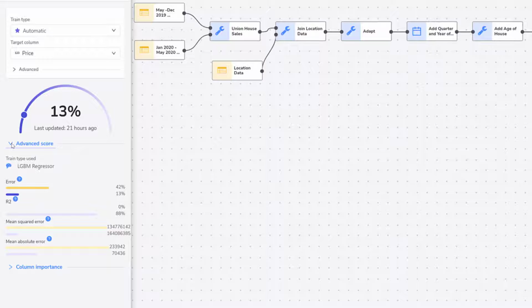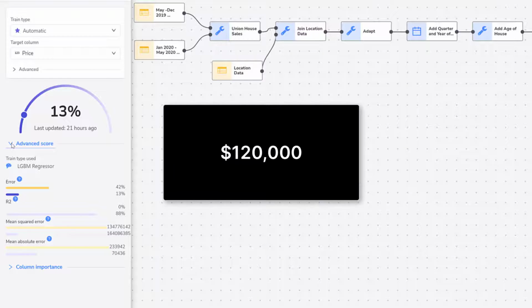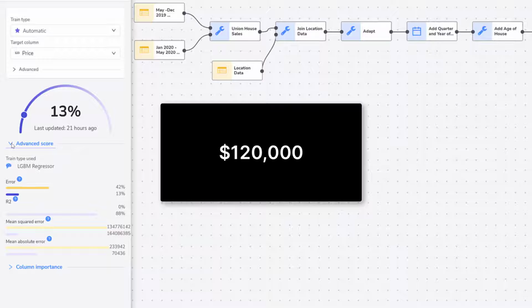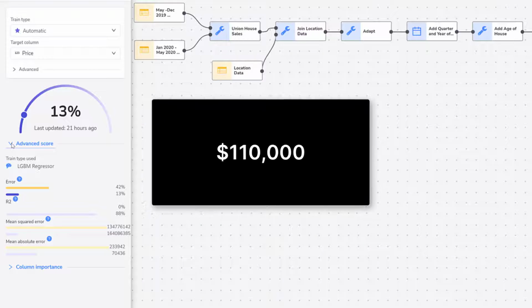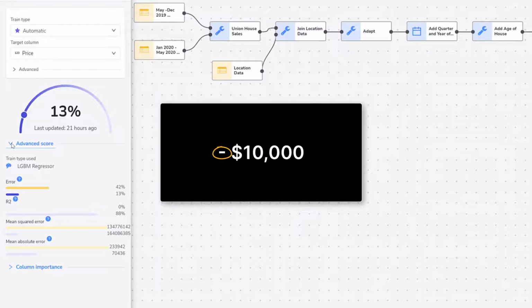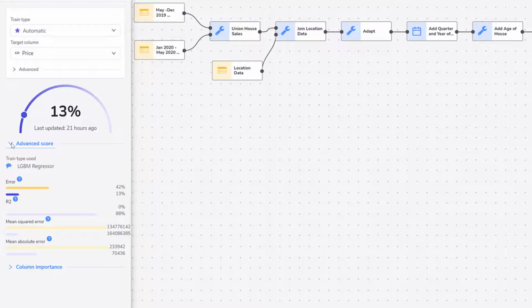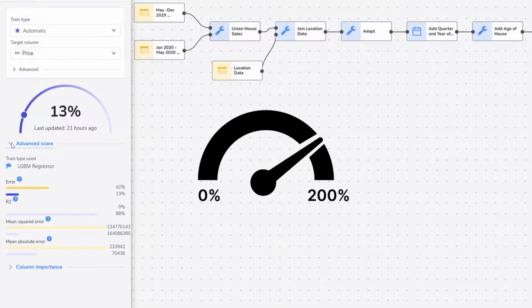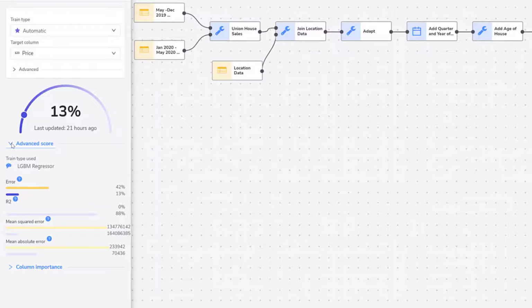Regression models will receive an error score, which indicates your model's measure of error. The error is how far off you were in your prediction. For example, if the true price of a house was $120,000 and your model predicted it would sell for $110,000, you would have an error of negative $10,000. The error score provided is a percentage that ranges from 0 to 200%. The closer the score is to 0, the lower the potential for errors.